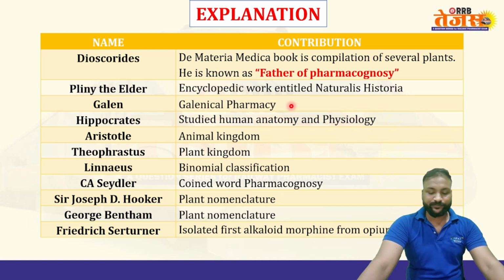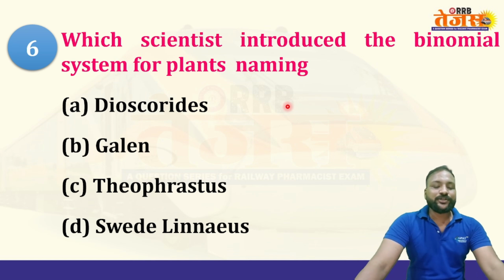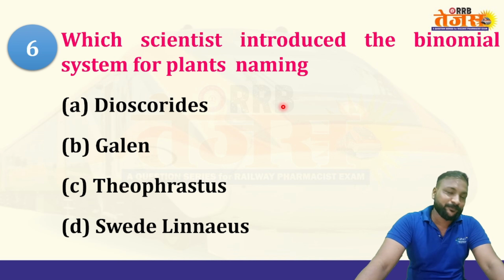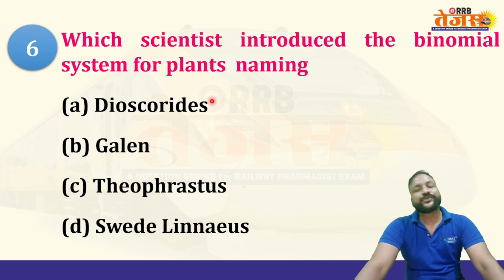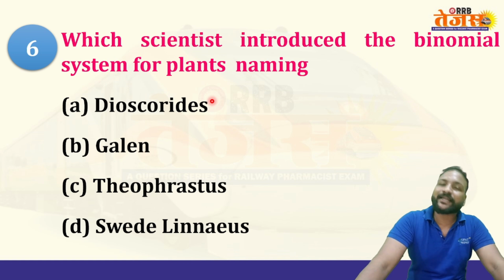Okay. Now we'll go for the sixth question. Which scientist introduced the binomial system for plant naming? Just now I have covered that point, so you should definitely choose the right answer. Option A is Dioscorides, option B is Galen, option C is Theophrastus, and option D is Linnaeus.